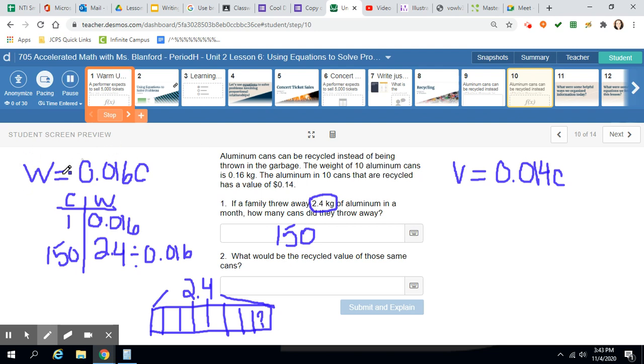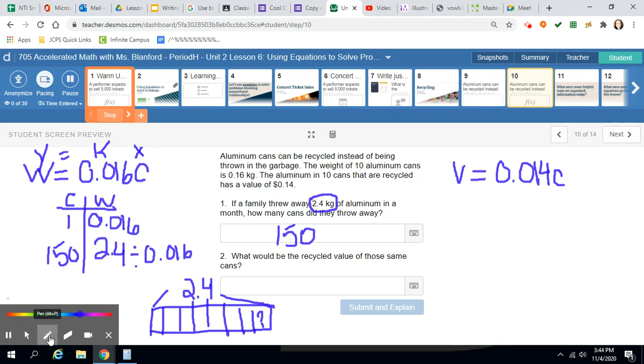So see how we use this equation? This is the weight of the cans, or this is like our y, right? Our constant of proportionality is this. And then C is like our x. It was the number of cans.